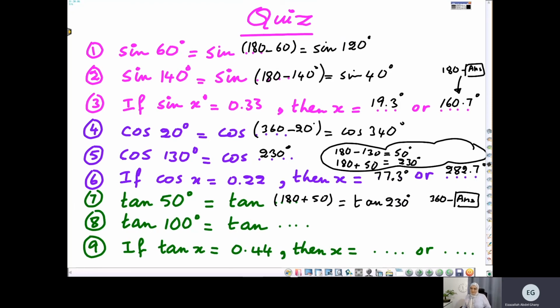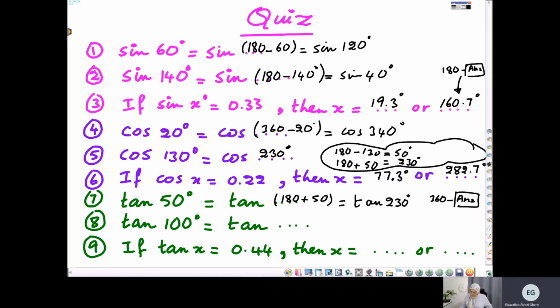Tan 50 will give the same result as tan 230. Let's try it. Tan 50 equals 1.19. Tan 230 is the same value, 1.19. Yes. Now tan 100. So 100 is not acute.